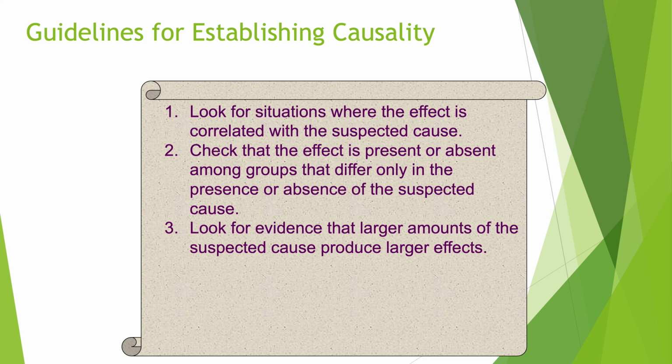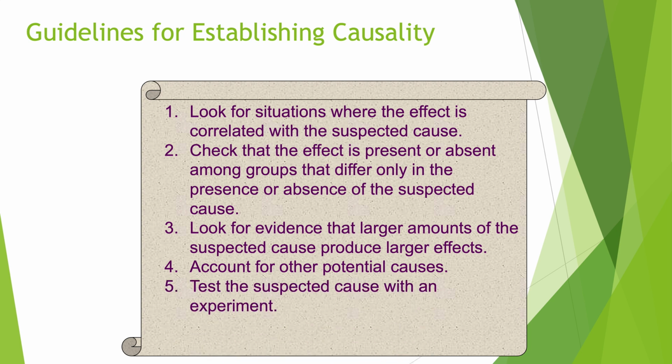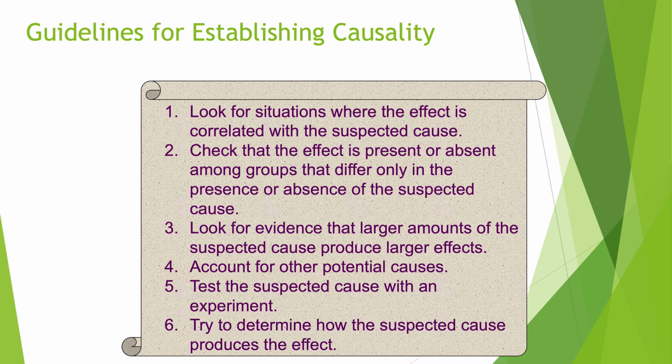Look for evidence that larger amounts of the suspected cause produce larger effects. Yeah, you definitely want to do that because that suggests a correlation. For example, if you smoke more cigarettes, that would produce an even younger death. Account for other potential causes. That's what I mentioned before about diabetes, obesity, etc. Test the suspected cause with an experiment. And try to determine how the suspected cause produces the effect. Okay? All right, so that's a summation of guidelines for establishing causality.